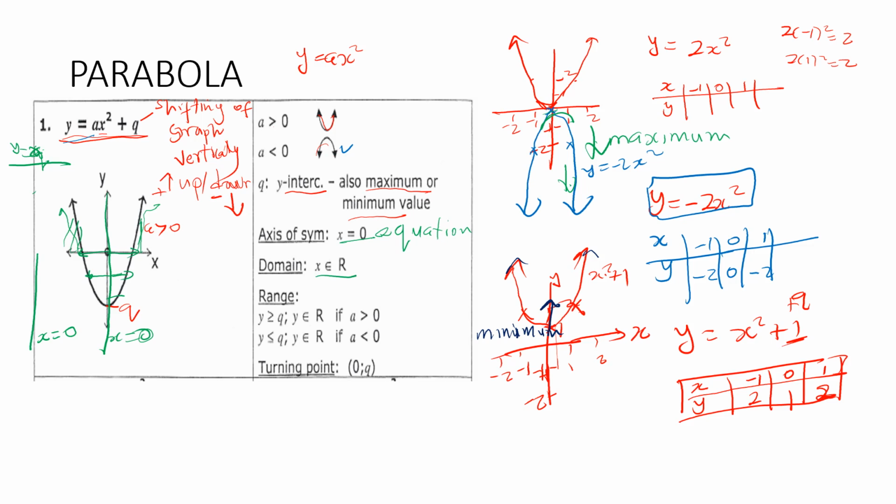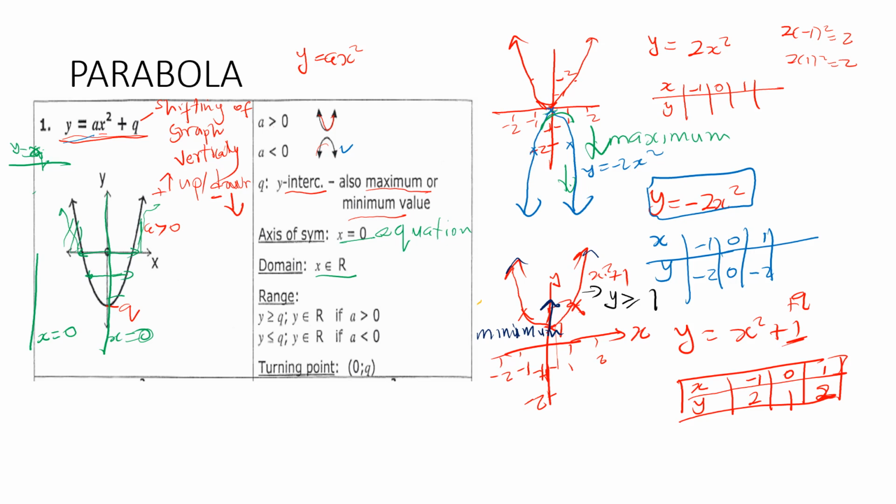Then let's go for the range. So for the range, if the graph is like this, of course, for this one, we'll say y is greater or equal to q, the value of q. So let's use this one here. If you check out this one, we'll say y is greater or equal to 1, because now the value of q is 1 here. Now if it's 1, it means the graph will start from 1 going up.